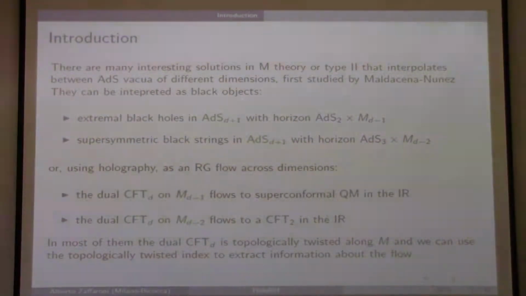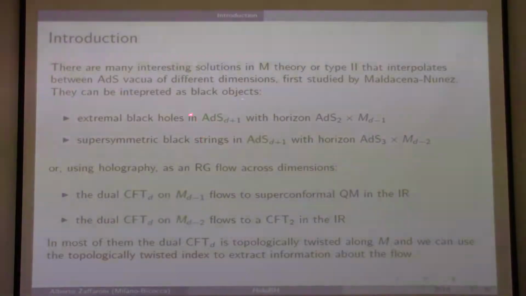Okay, so the view toward holography is the following. There are many interesting solutions in string theory and so on that interpolate between AdS vacua of different dimensions. The prototype example was studied by Maldacena and Nunez more than 15 years ago. And this object you can interpret in various different ways. So, for example, suppose that you have a solution interpolating between AdS_{d+1} and AdS_2 times some compact manifold. Since here you have an AdS_2, and we know that the horizon of a supersymmetric black hole has an AdS_2 factor, you can think of this as an extremal black hole in AdS_{d+1}.